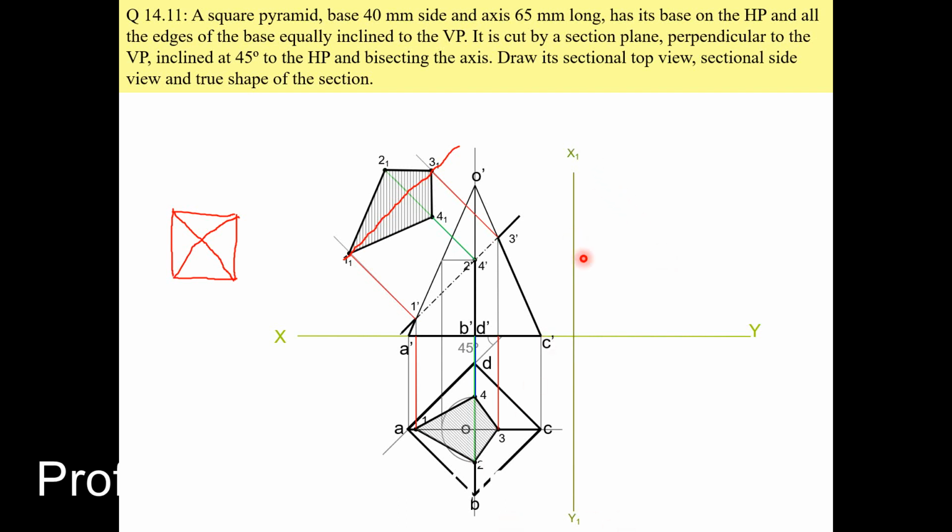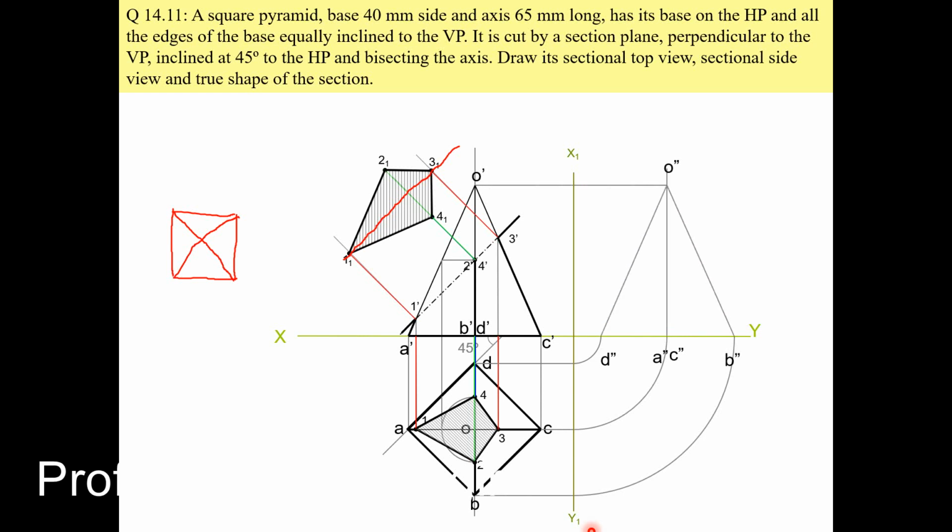Take some distance, 10 to 15 mm, and draw this x1 y1 line, and then project these points. Shift these points over here. First a dash, c dash, then double dash. You can use double dash also for the side view. First draw the actual solid, that is a square pyramid. In the side view, use double dash for that, and draw it faint first, and then use dark.